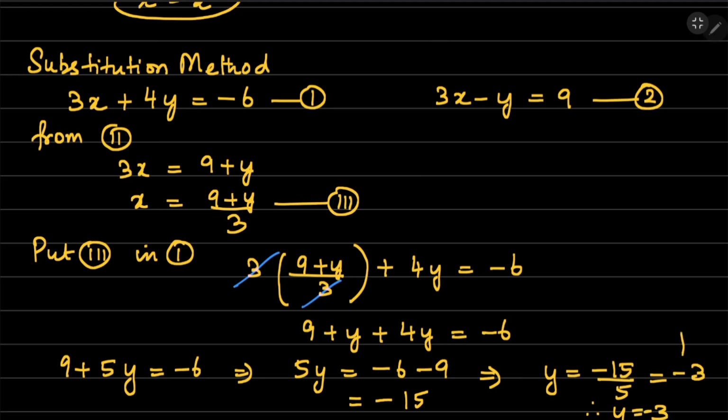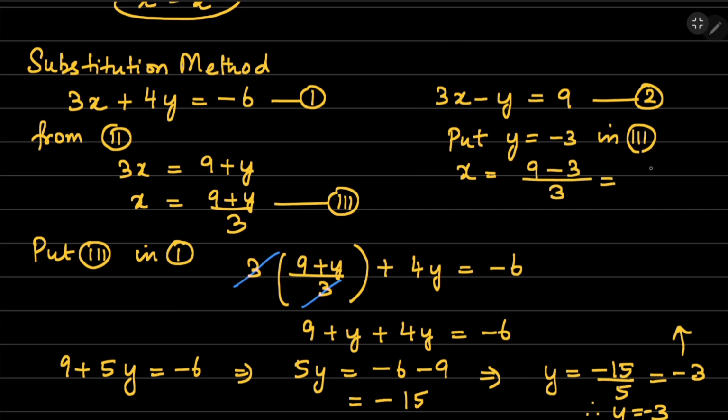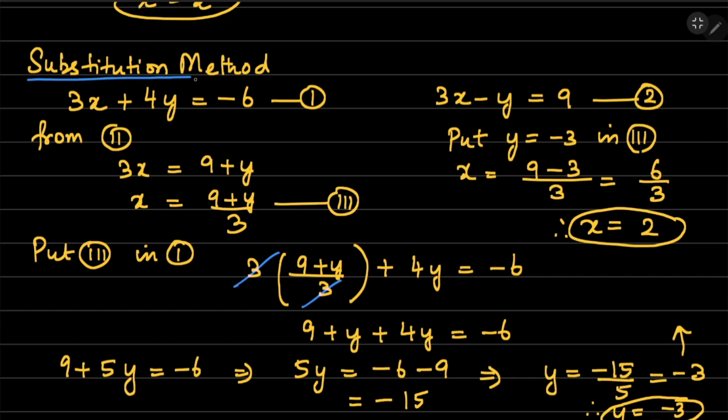Then you can put this in as a continuation. I'll do it here. So you can put y equal to minus 3 in equation 3. So what do you get? x is equal to (9 plus of minus 3) by 3. What is 9 minus 3? 6. 6 by 3, which is nothing but 2. So you can write therefore x equal to 2 and y equal to minus 3 is the solution using the second method, which is the substitution method.